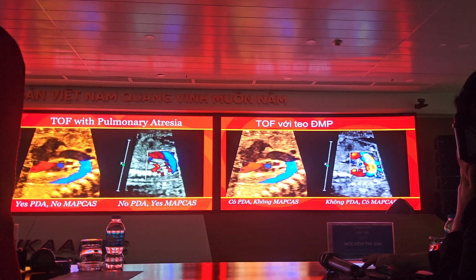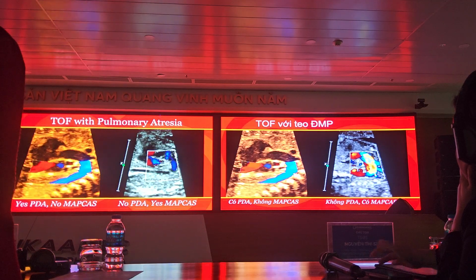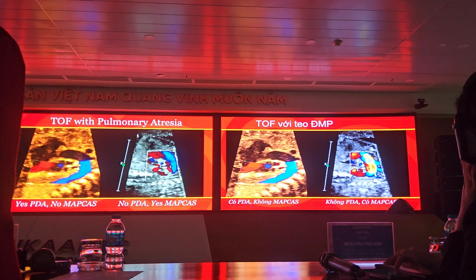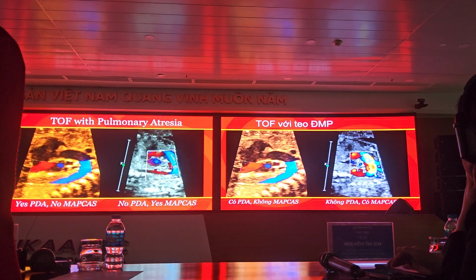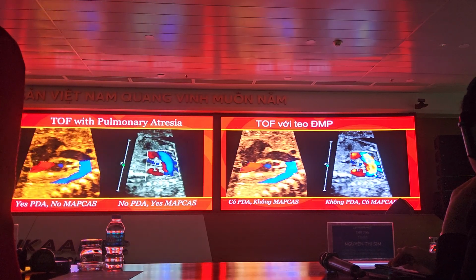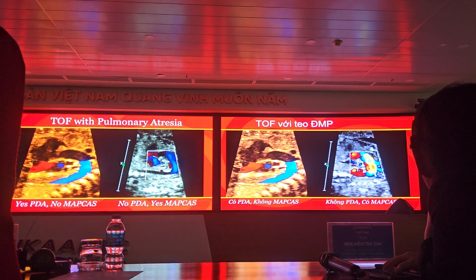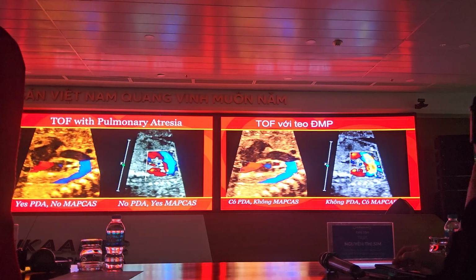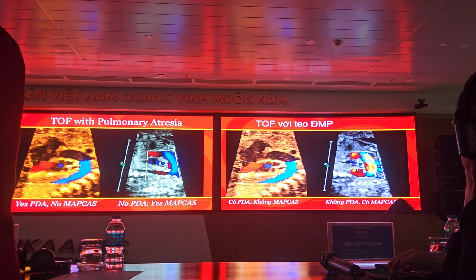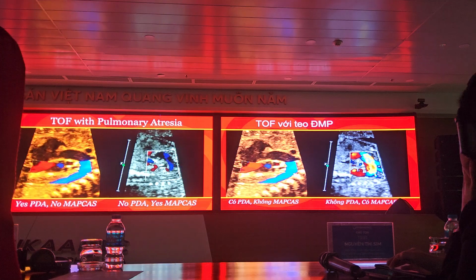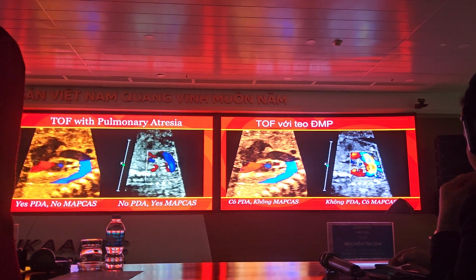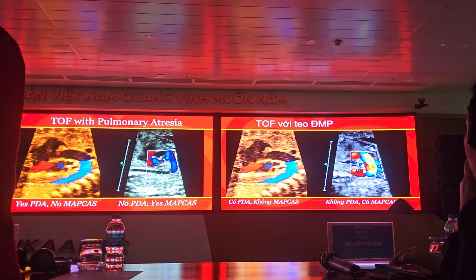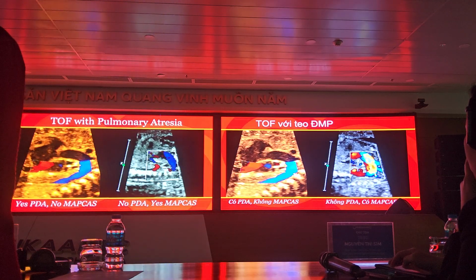So with tetralogy of Fallot, one subset is tetralogy of Fallot with pulmonary atresia. If you have tetralogy of Fallot with pulmonary atresia, you either have blood flow to the lungs through the PDA, like in this case, there's left to right flow through the PDA, in which case that's a good sign. You could have tetralogy of Fallot with pulmonary atresia with ductal dependent pulmonary blood flow.